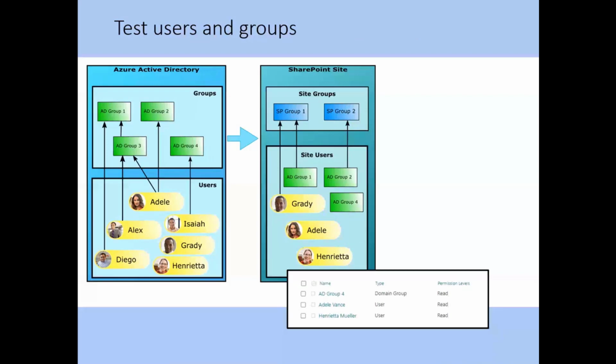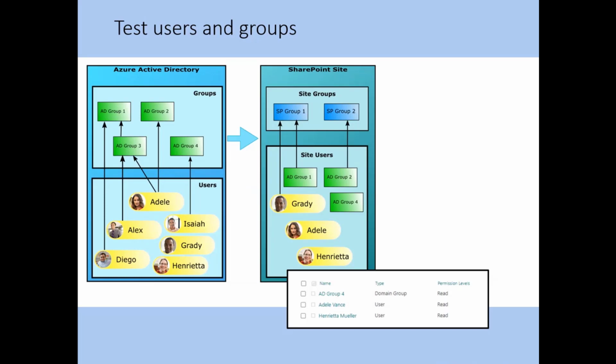Here I have a bunch of users. This diagram shows the users and security groups defined in my Azure AD for my tenant. The arrows indicate that Diego, Alex, Adele, and Isaiah are members of some security groups. Within the same tenant, on my demo SharePoint site, I have defined two SharePoint site groups, SP Group 1 and SP Group 2. Grady and AD Group 1 and AD Group 2 have been assigned as members of those site groups. Assigning those memberships has caused creation of AD Group 1, AD Group 2, and Grady site users.